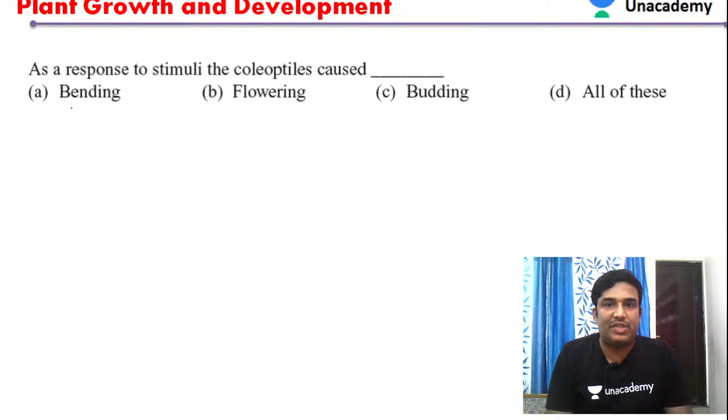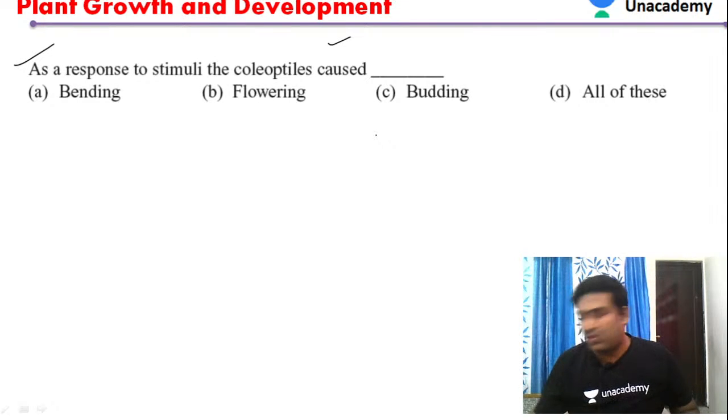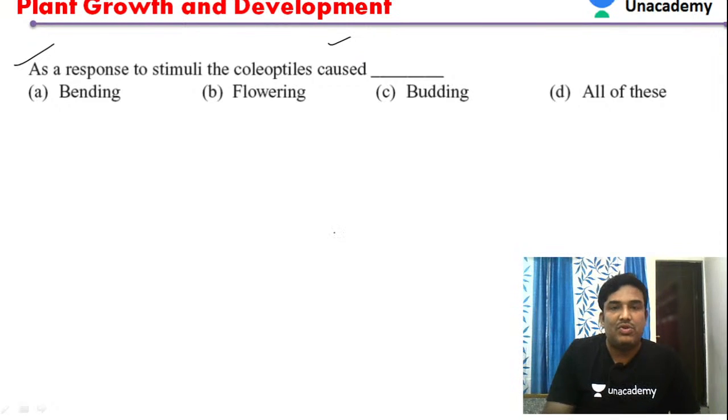So let us see the next question. As a response to stimuli, the coleoptile causes what? What happens in response to stimuli? What happened to the coleoptile? That is the question. Just now we have seen in the diagram. Certainly it has bent. So bending of the coleoptile took place.